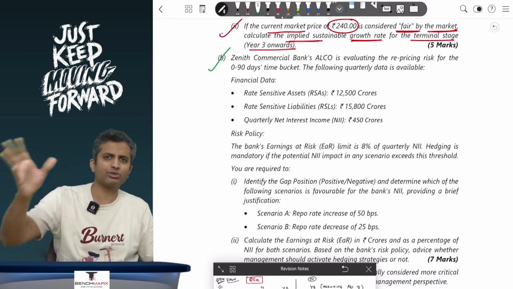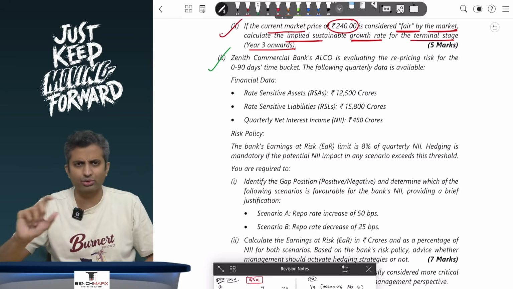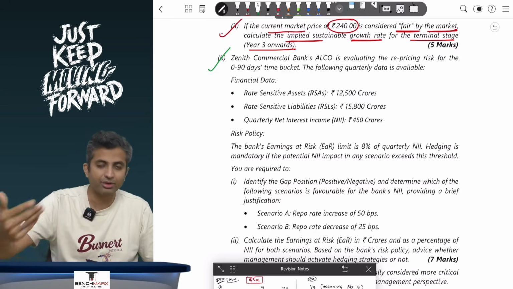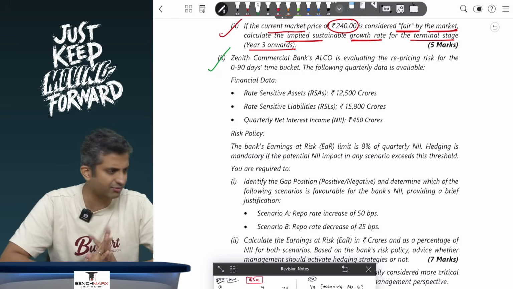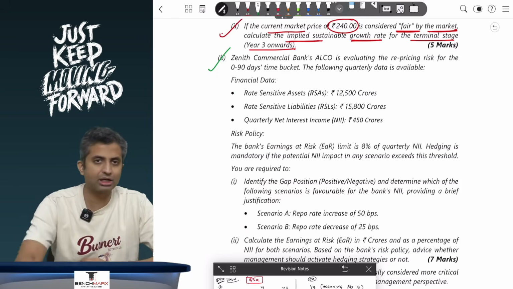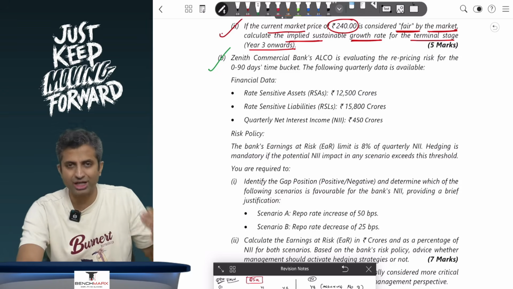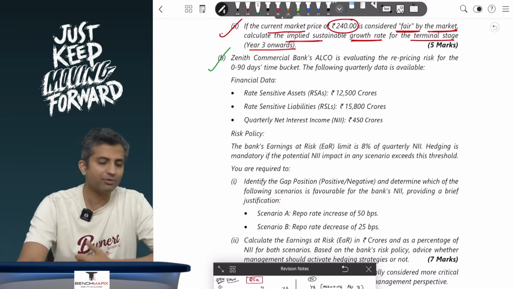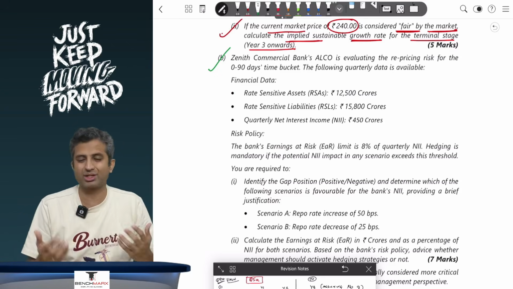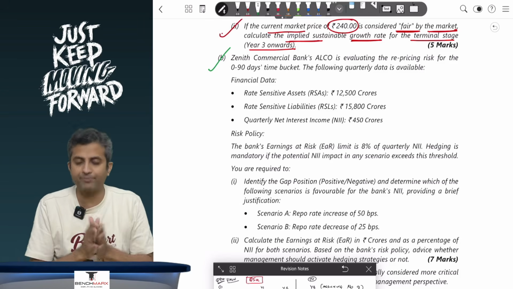There is also another concept of earning at risk, where you are trying to say that, well, how much of your earnings are at risk based on certain specified thresholds. So this is definitely a question which is very unique, very different, and no matter how much you would have referred from wherever you would have referred, this is a question which would have hit you for the first time when you see this.